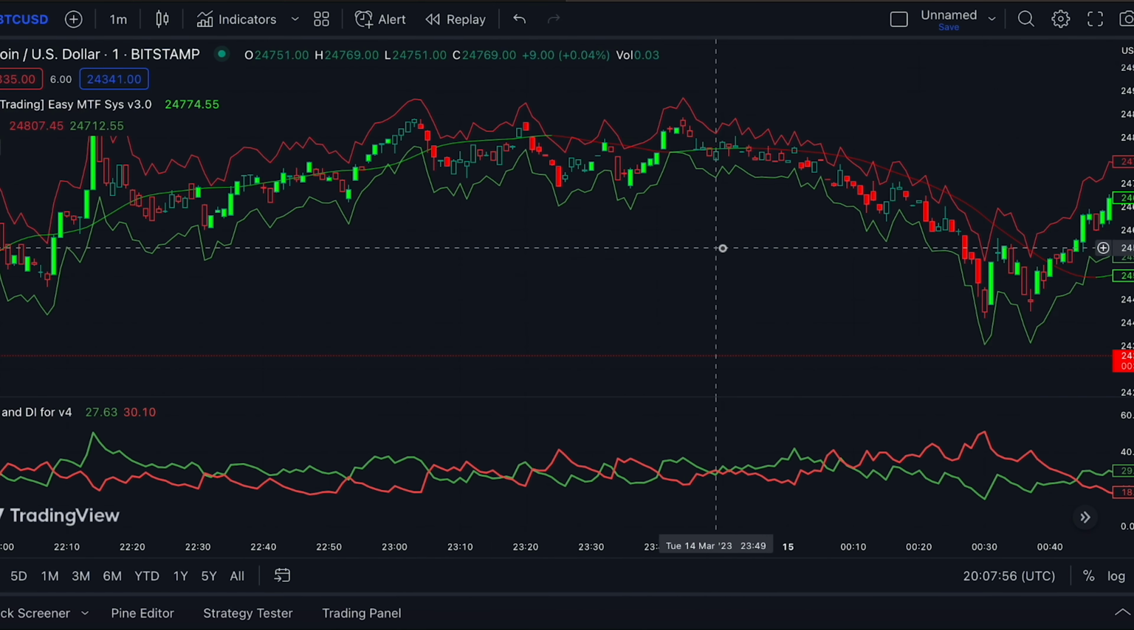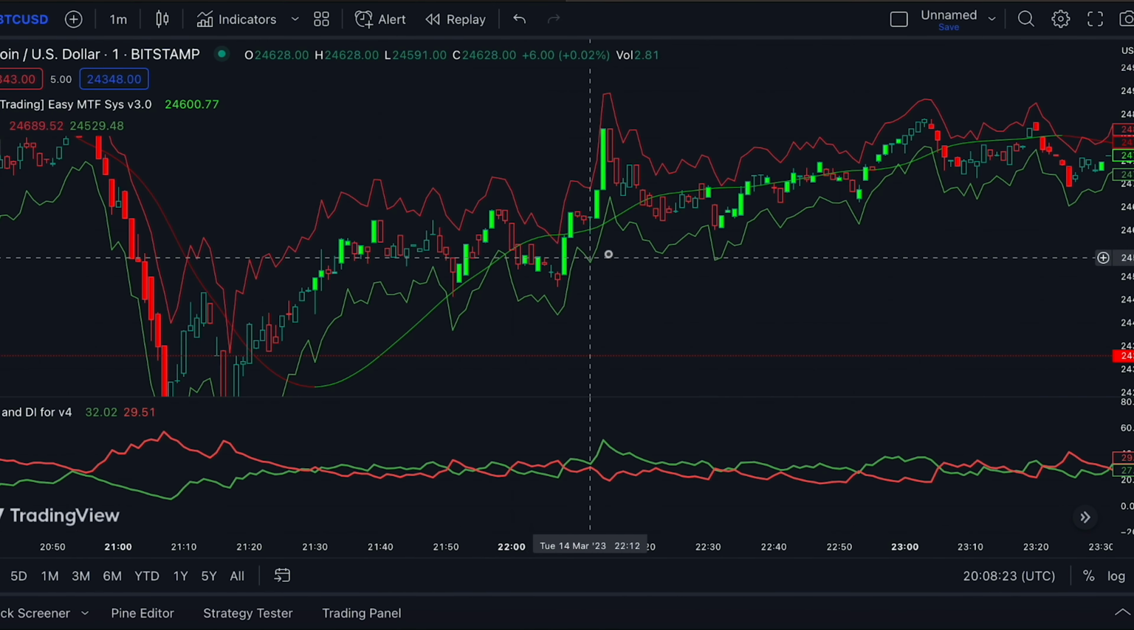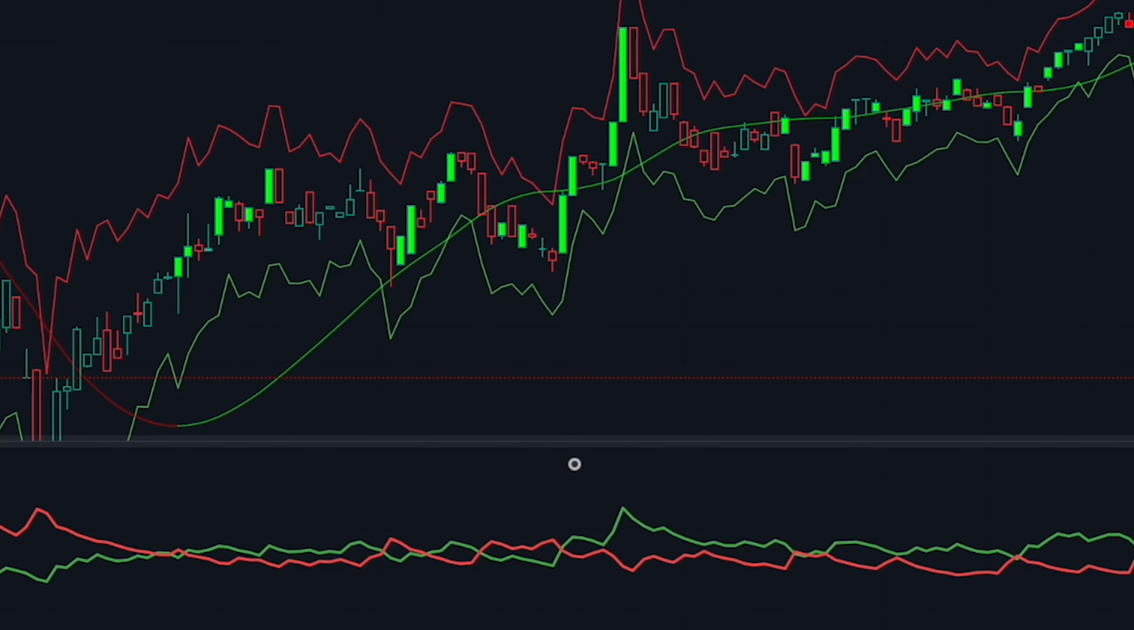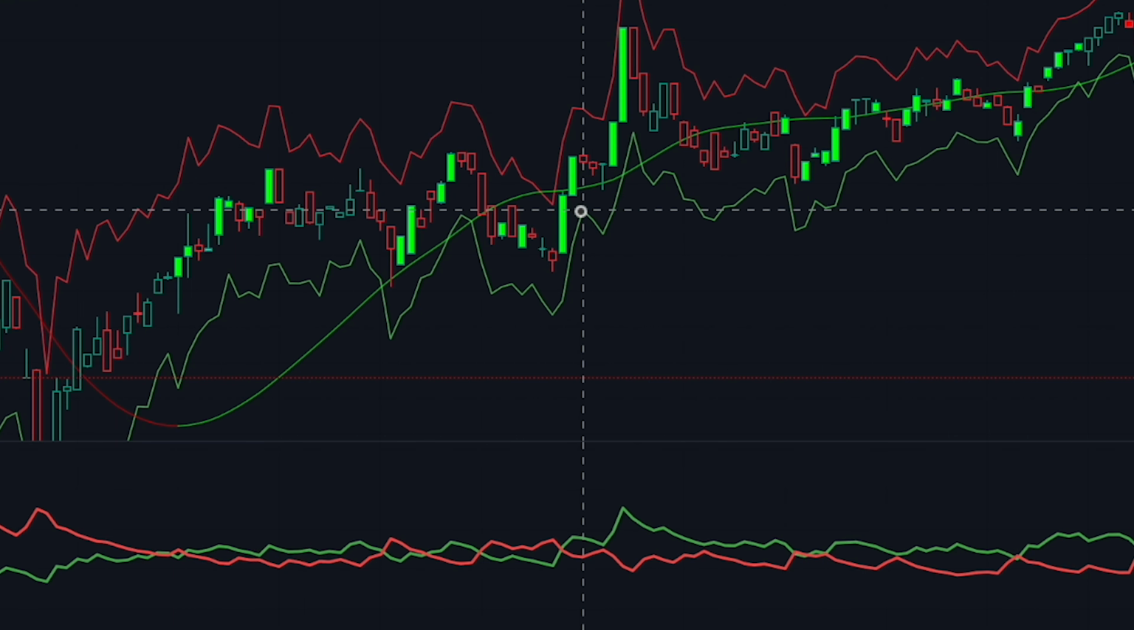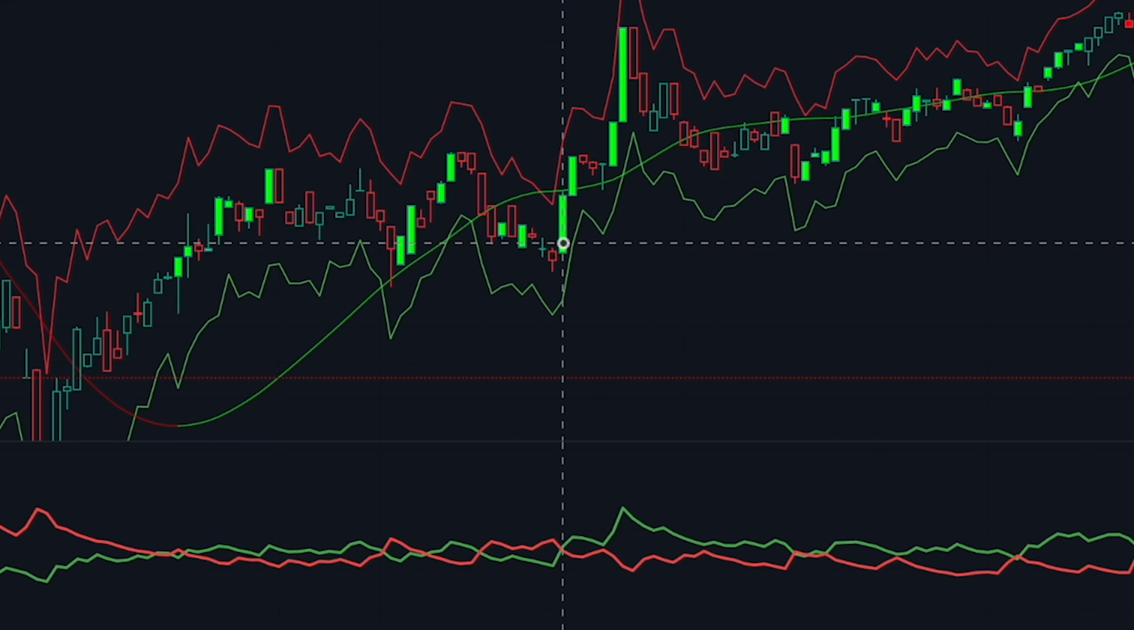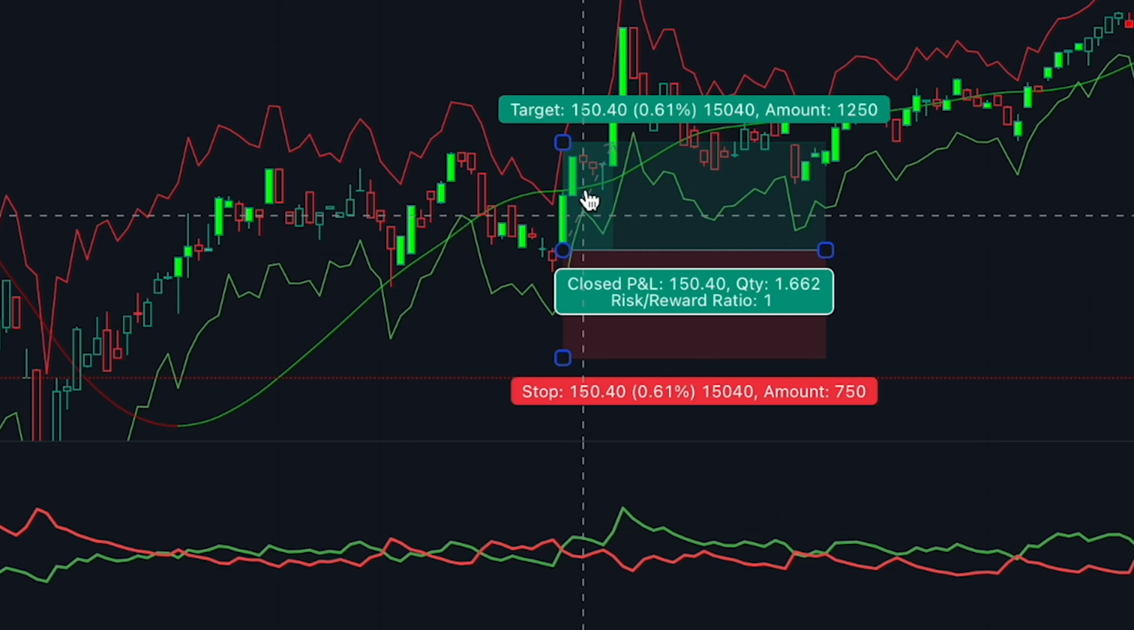Let's now examine the proper time to take a long position. The market is presently in a bullish trend, as evidenced by the fact that the 1-minute scalping line is green and the price is trading above it. Second, the green line has passed above the red line, as can be seen. This indicates that a buy indication has also been given by the DI lines.